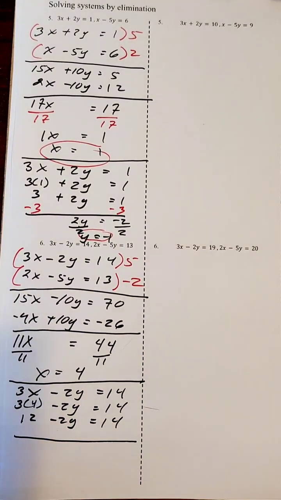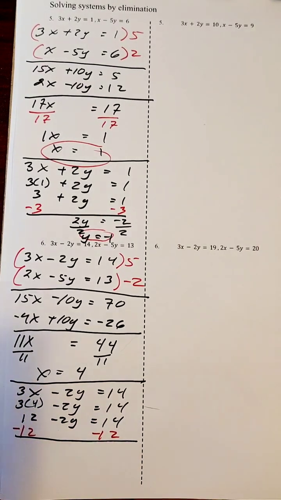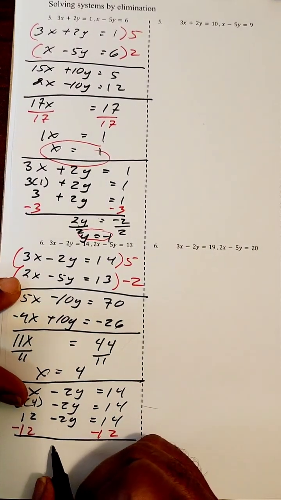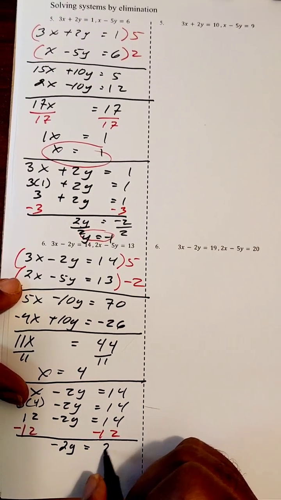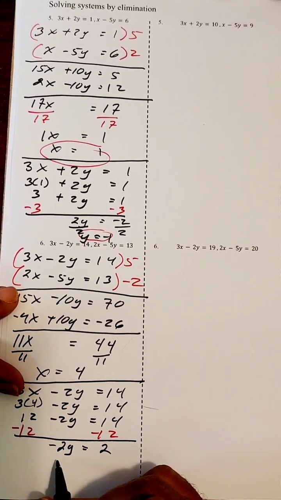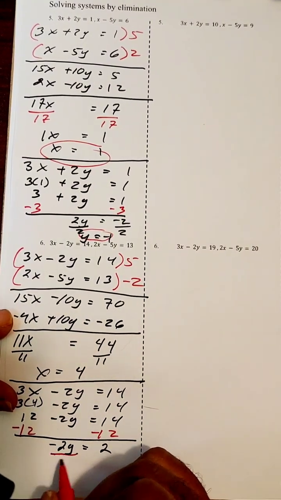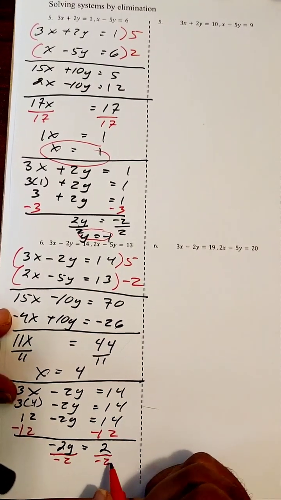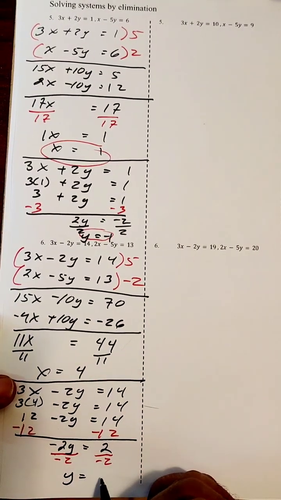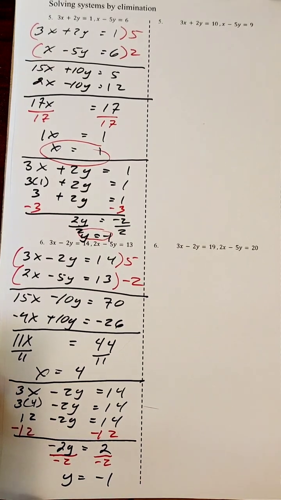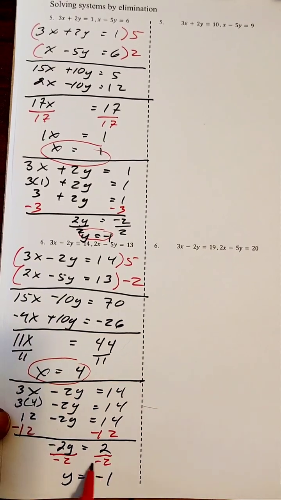We're going to eliminate the positive 12 using a negative 12. And we will end up with negative 2y equals 2. And now we'll divide both sides by negative 2 in order to get a 1y. So negative 2 and then negative 2. And we end up with 1y equals negative 1. And so those are our two solutions. x is 4 and y is negative 1.